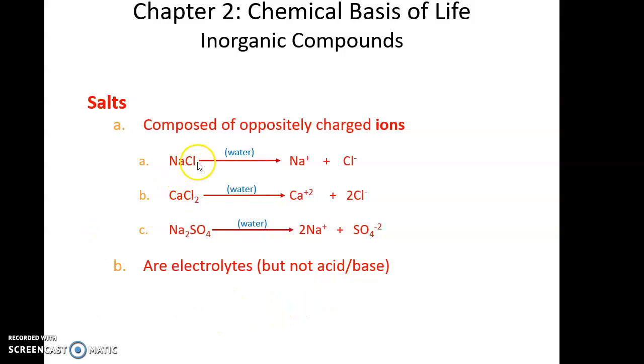So sodium chloride, dissolve it in water, you get sodium ion positive, chloride ion negative. Calcium chloride, dissolve it in water, you get calcium ions +2. It has 2 charges, and chloride ions. And then sodium sulfate, dissolve that in water, you get sodium ions and sulfate ions. And that is it for this part.